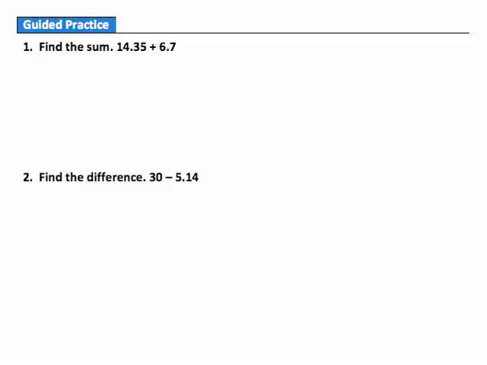Question 1. We're asked to find the sum of these two decimal numbers. So we're going to want to line up their place values by lining up the decimal points. So 14.35, 6.7. Those are the numbers we're going to add. We're going to need to add a 0 over here so that we have like decimal places. Now I'm ready to add.